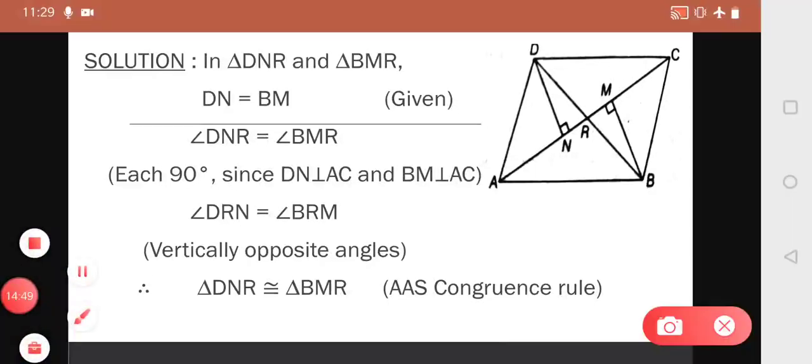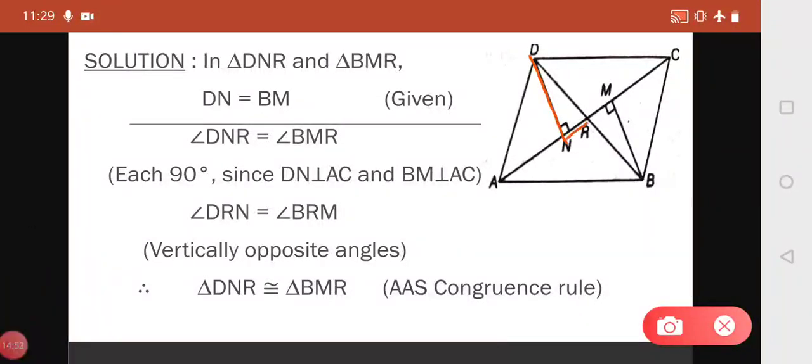Let me draw it neatly. D N R, and another triangle B M R. These two triangles. In this, already DN equal to BM is given. Then these both are 90 degrees, that is angle DNR equal to angle BMR. Both are 90 degrees as DN is perpendicular to AC and BM is also perpendicular to AC.